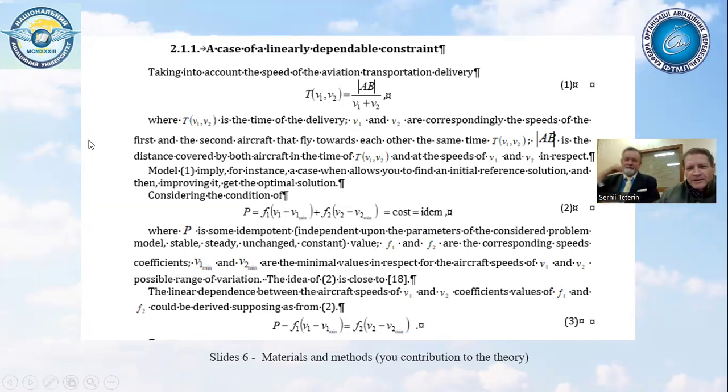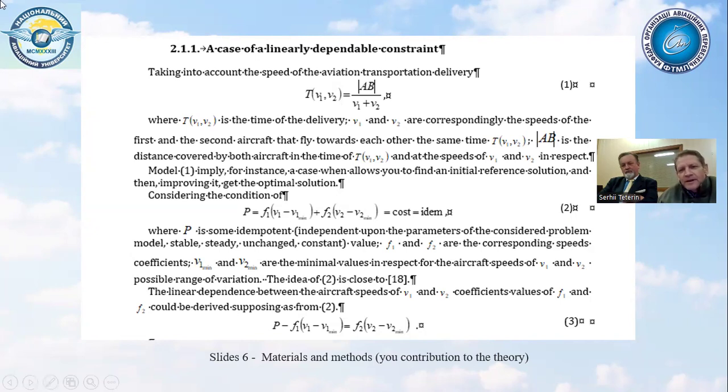Thank you so much. Greetings again to all participants of our conference. As was said just before, we have a problem of how to determine the optimal speed for an aircraft that delivers some goods or passengers to some points and in connection with some other route. So we consider this logistics chain, and we consider two links.